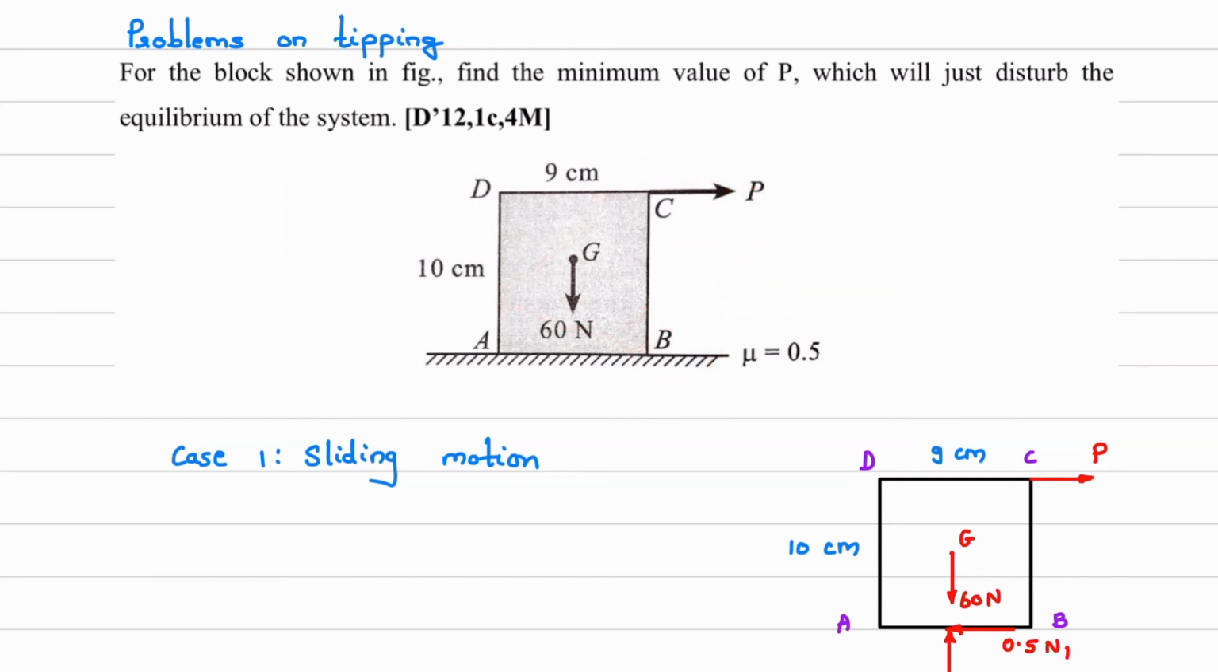Okay, now this will occur if the applied force height, it is significant, and second thing, the width of the block, if that is less. In these two cases, the block can tip over the edge. Okay, now in this question, it is asked to find minimum value of P which will disturb the equilibrium of the system. So here we have to consider two cases. One will be sliding motion and second will be tipping. So first we will consider sliding motion.